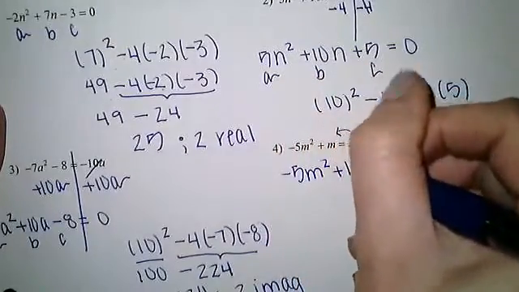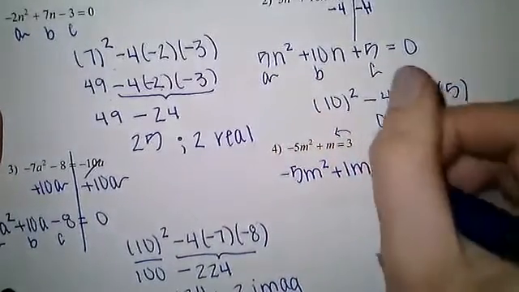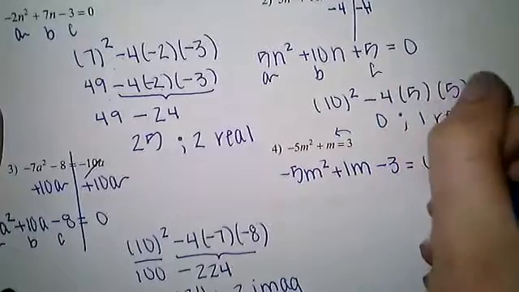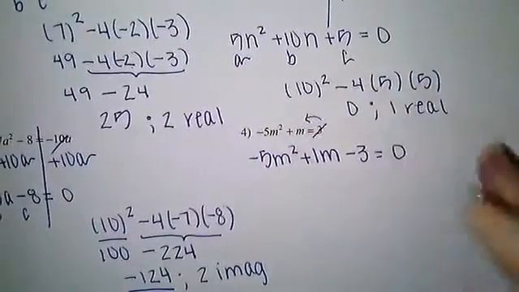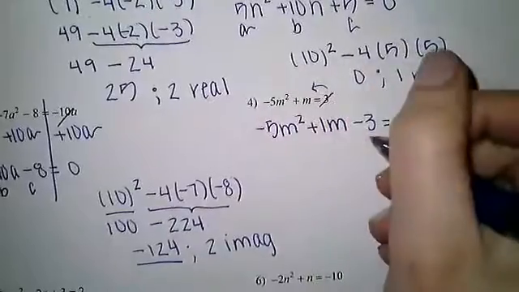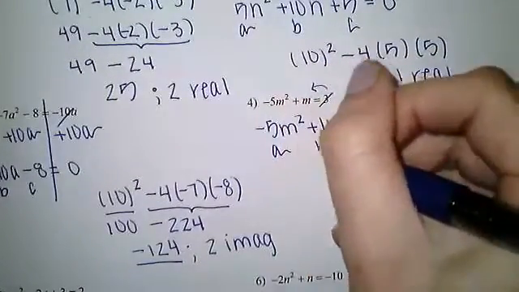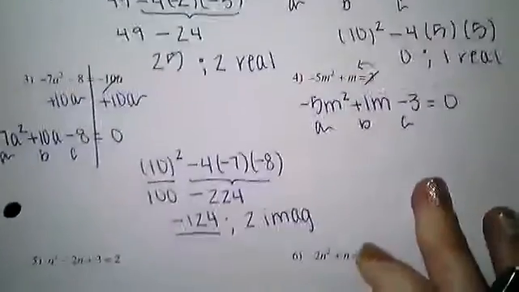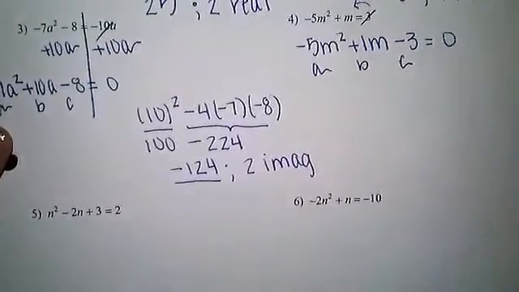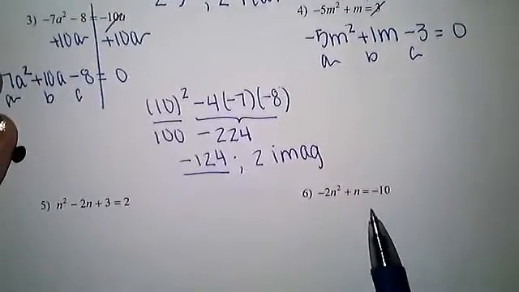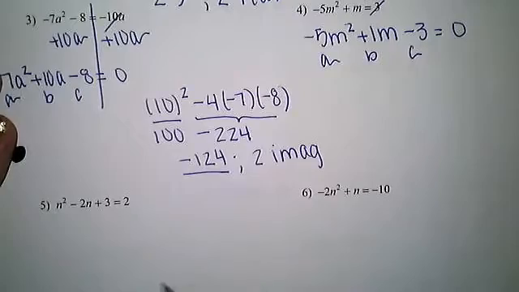We'll add our invisible 1 for number 4. And when we move our 3 over, we need to make sure it's a negative since we're canceling it out and bringing it over. Why did I put it at the end? Because it's a constant. So you would plug that into your discriminant. This one's pretty similar to number 4, and then this one's pretty similar to number 2.